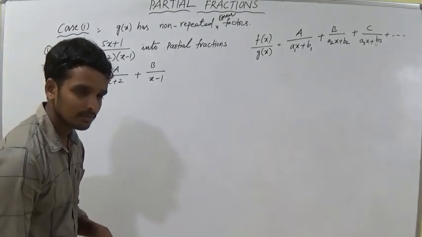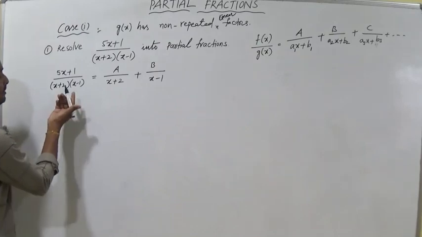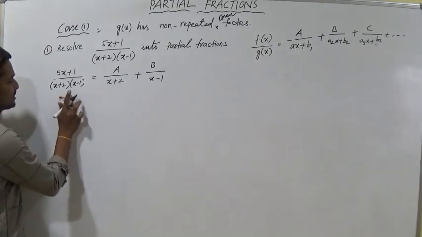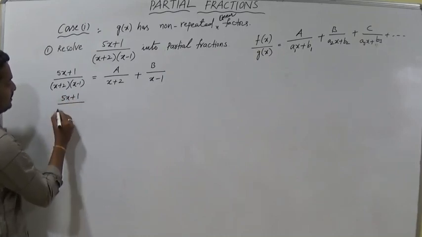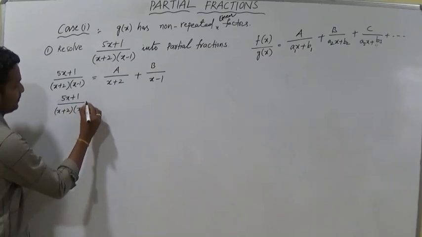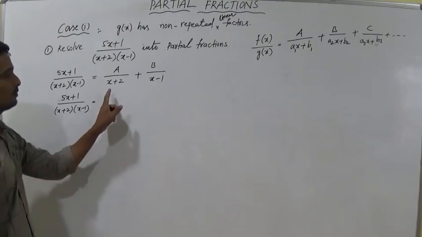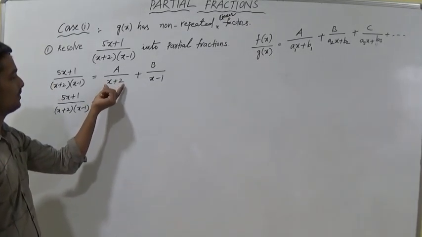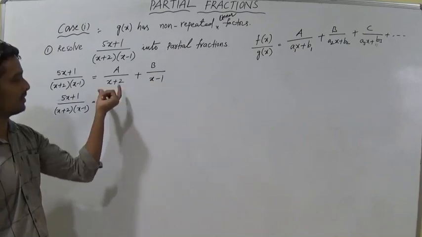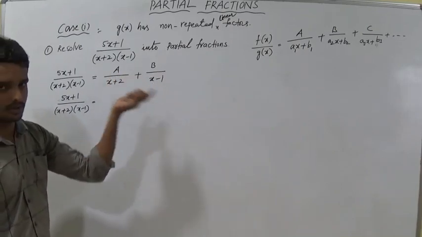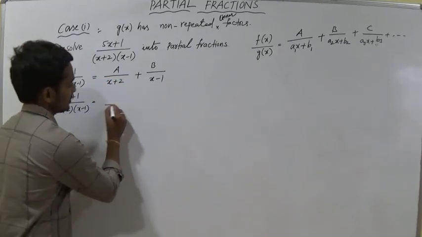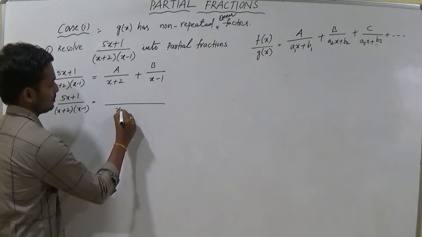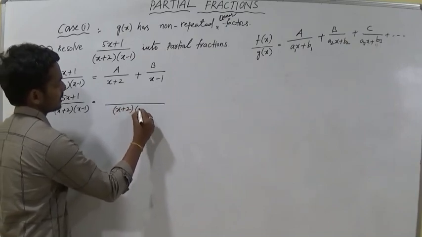Can we solve? Okay, solve this. For example, we have the RHS, write the RHS as it is: (5x+1)/((x+2)(x-1)). Here, first we have to take the LCM of the denominators. What are the denominators? We have x+2 and x-1. Both are different numbers. The LCM of different numbers is their product. So now we write (x+2)(x-1).